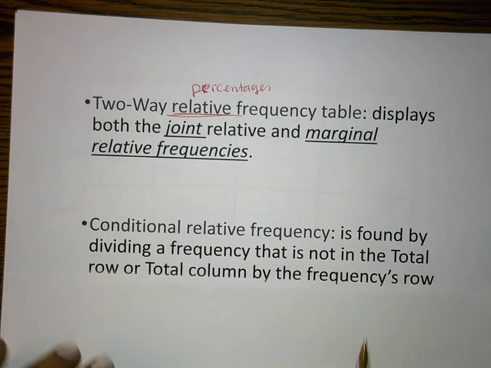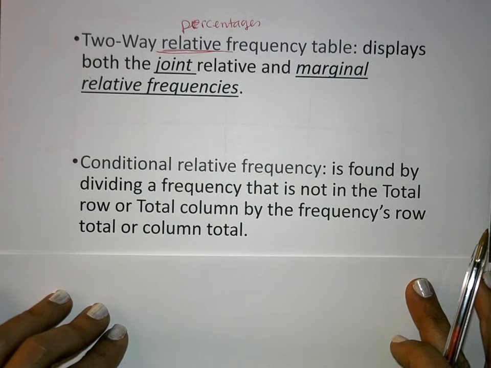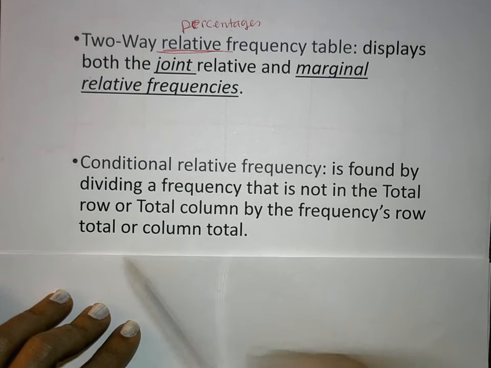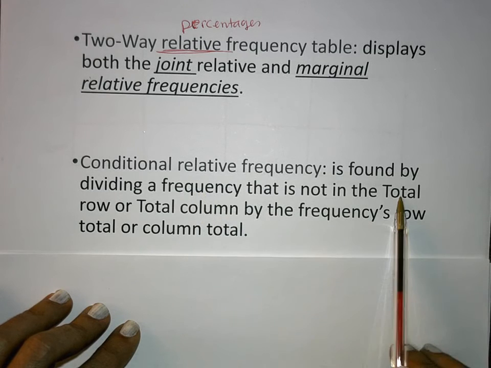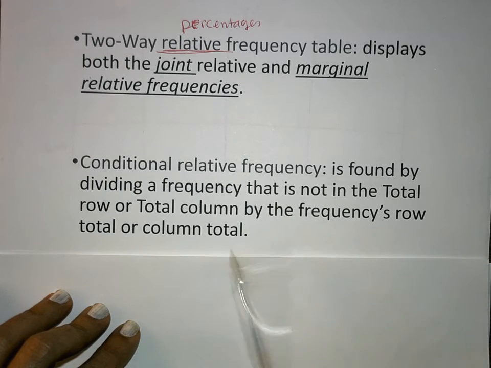Now the next one is conditional, and this one is the hardest. You may write this definition, but it's probably not going to make a whole lot of sense. It'll only start making sense when I talk with numbers. So pause the video, write down the definition, and then let's put it into practice. This is found by dividing the frequency that is not in the total row or total column, and we're going to divide it by the frequency in the rows and in the columns. Kind of confusing. Let's talk about it.